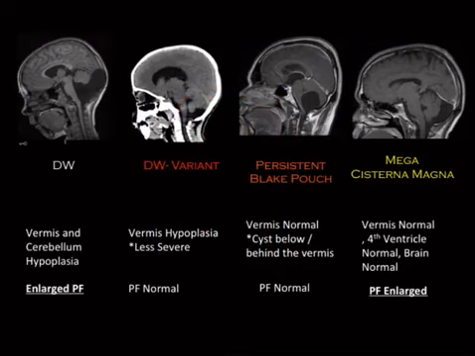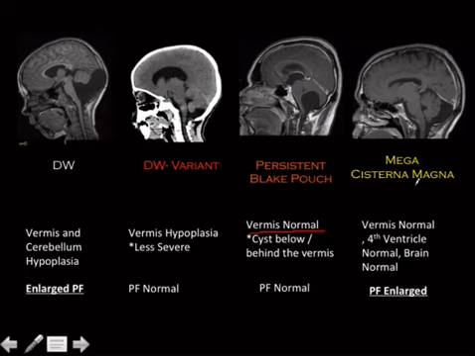So there's a whole bunch of Dandy-Walker things and a spectrum of stuff. Neuroradiologists love to obsess over this. Basic take-home points: a true Dandy-Walker malformation has vermian and cerebellar hypoplasia and this enlarged posterior fossa. With a Dandy-Walker variant, the posterior fossa is pretty much normal, with the vermian hypoplasia being much less severe. Now there's another entity called a persistent Blake pouch, where the vermis is actually normal, and instead you have a cyst that's below the vermis. Again, posterior fossa is normal.